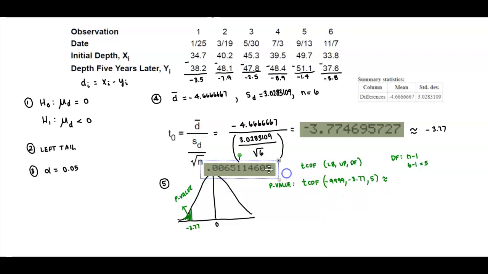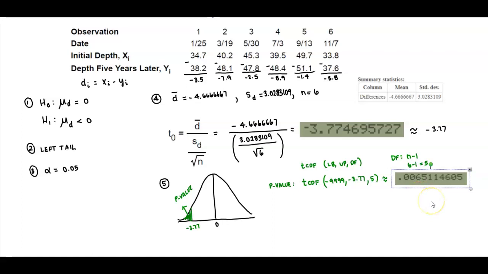So therefore, here we have our p-value, which is 0.0065. So we can say that this is equal to 0.0065 for our p-value.